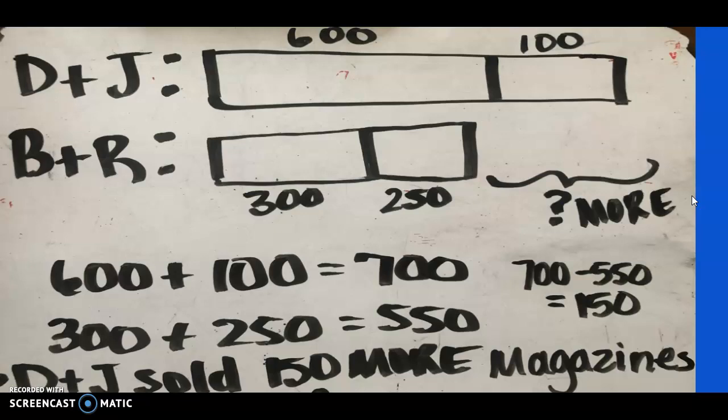In this problem, we had to combine two values and compare it with another two values that we had to combine. So Debbie and Jeff, we combined their values. We also combined Ben and Rachel's values. We know that Debbie and Jeff have more, but we need to know how many more they sold. So we combined the values of 600 plus 100 to equal 700, 300 plus 250 to equal 550, and we took those two values to find the difference, which was 150. So Debbie and Jeff sold 150 more magazines than Ben and Rachel.